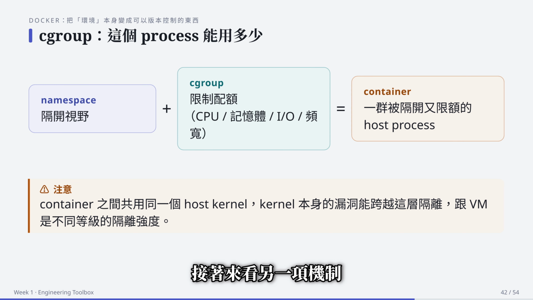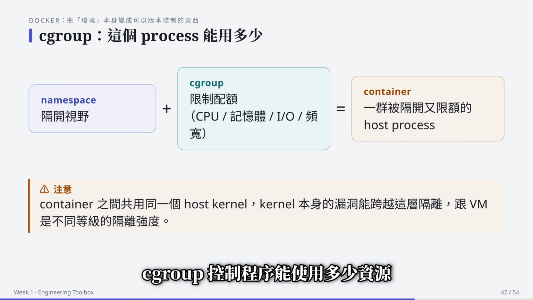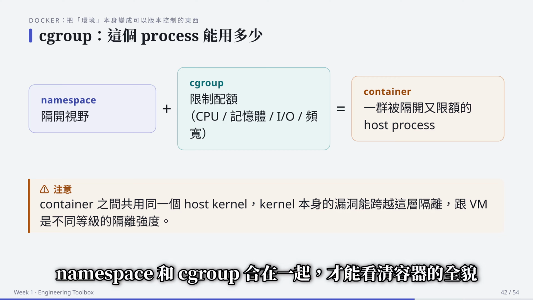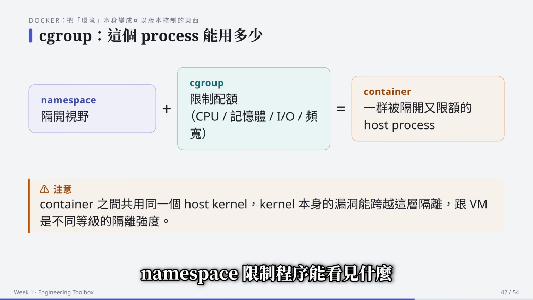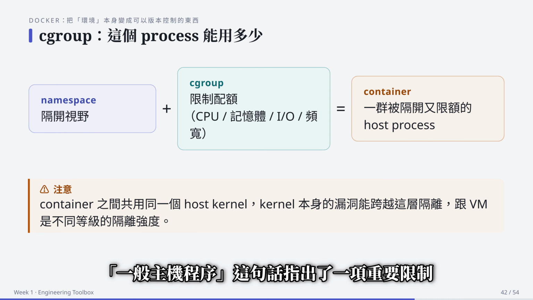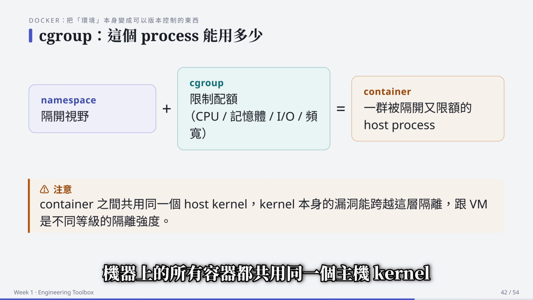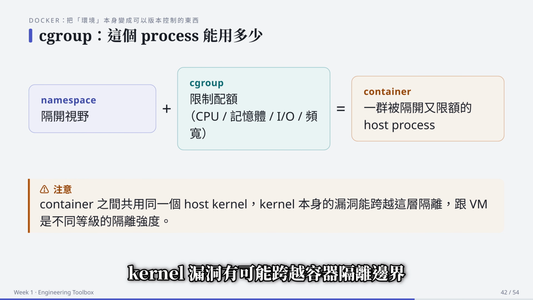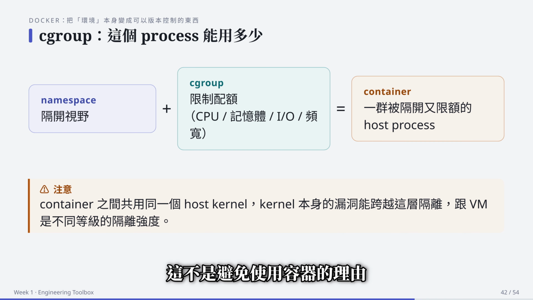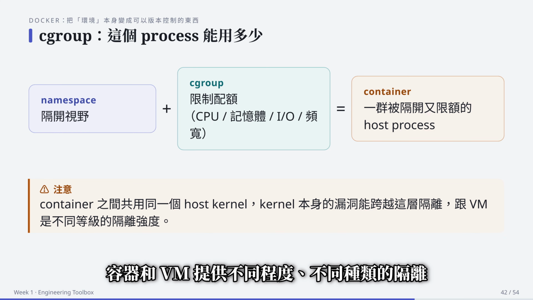That brings us to the other mechanism. A cgroup controls how many resources a process can use, including CPU time, memory, and disk I/O. Together, namespaces and cgroups provide a clearer picture of a container. Namespaces restrict what a process can see, whilst cgroups limit what it can consume. Both mechanisms are applied to an ordinary process running on the host. That phrase, an ordinary host process, points to an important limitation. Every container on a machine shares the same host kernel. A kernel vulnerability can potentially cross the container's isolation boundary in a way that a VM's separate guest kernel is designed to prevent. This isn't a reason to avoid containers. It's a reason to understand that containers and VMs provide different levels and kinds of isolation, and to choose appropriately for the risks involved.